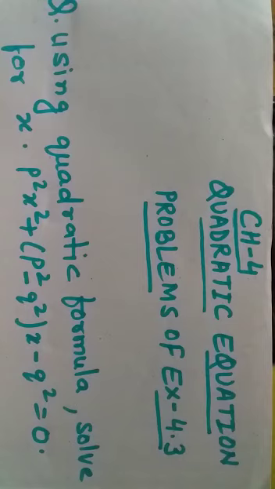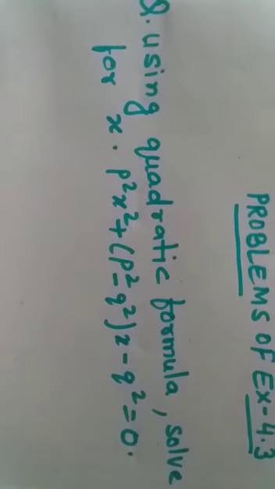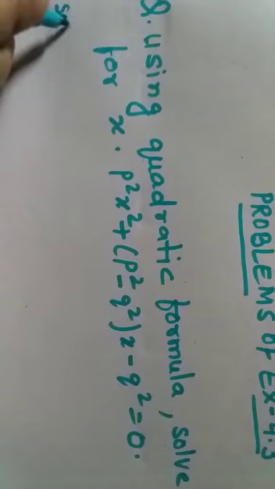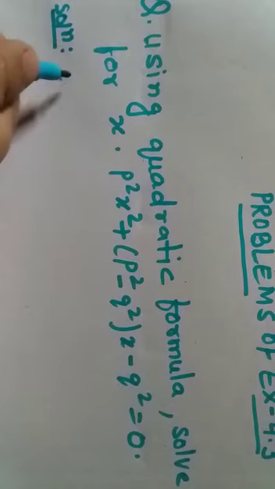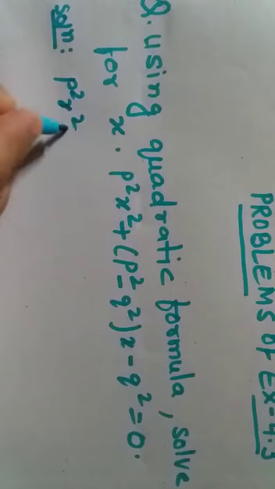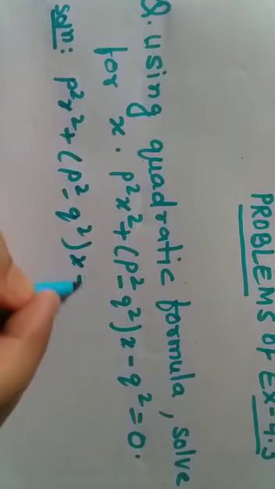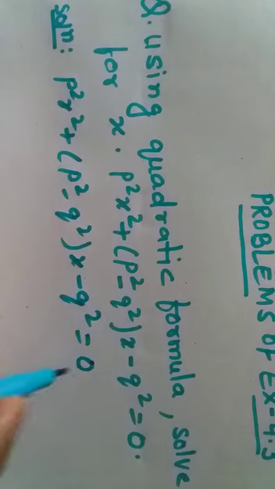So our question is, using the quadratic formula, solve for x. p square x square plus (p square minus q square) x minus q square is equal to 0. So for solving this, what do we have to do? First of all, let us write the expression: p square x square plus (p square minus q square) x minus q square is equal to 0.